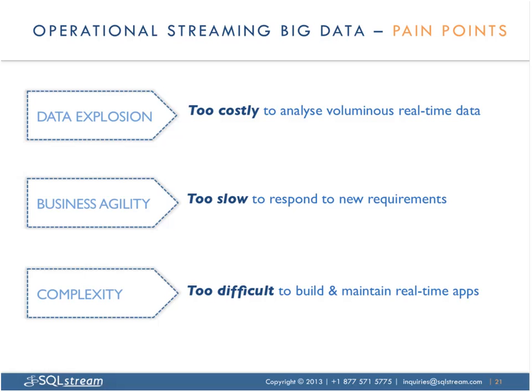So that was interesting to get that sort of reinforcement and validation. But we see the 3 big areas as being the main pain points. It's the data explosion, the exponential growth of data that makes it just too costly to analyze this large volume of machine data, operational data in real time with conventional approaches. It's also a problem of business agility, where it just takes too long for your business to respond to new market opportunities or competitive threats.